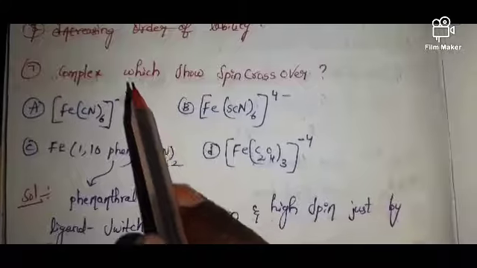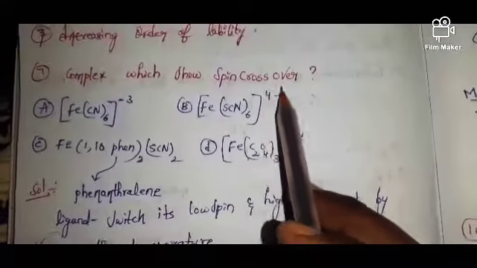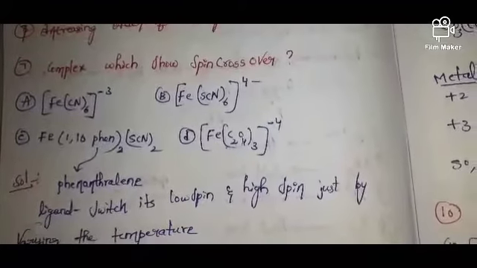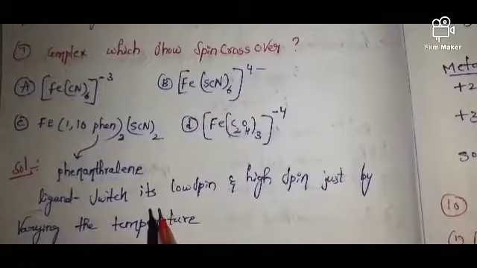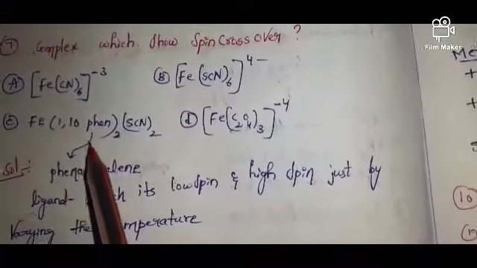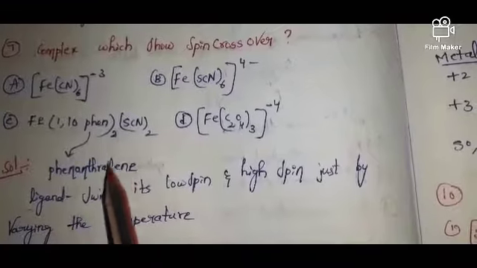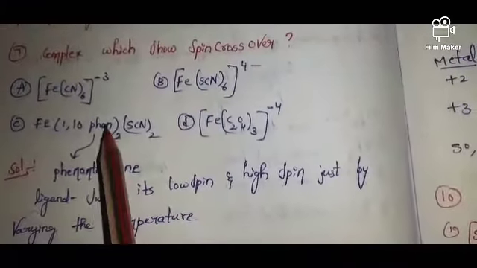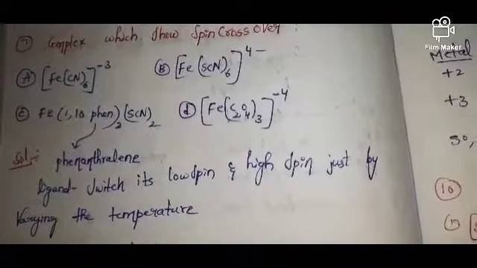Seventh question, friends. The complex which shows spin crossover. This question is mainly based on the theoretical aspect, because we already know that this is iron(II) with phenanthroline taken twice and thiocyanate. This ligand system switches between low spin and high spin just by varying the temperature.